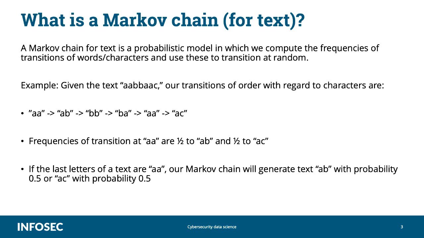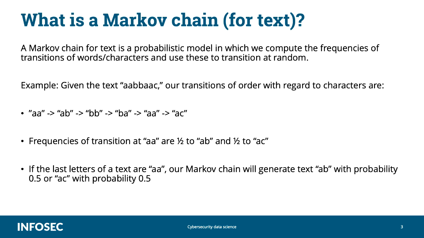Except when we use Markov chains for text, the location is the current word or last few words and the dice can be biased. More formally, Markov chains are probabilistic models where you calculate the frequencies of transitions between different words or characters and then use these to transition. You basically sample based on the frequencies.